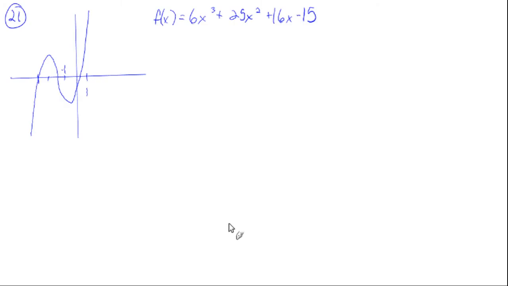Great. So now let's move on to number 21. And so what they want us to do in 21 is to use the graph of this function to find zeros, to find all the zeros. I can't remind you enough times, I don't think, what a graph is.